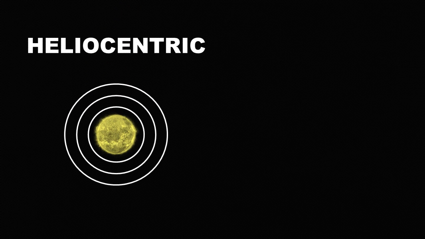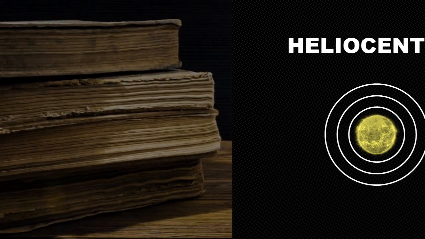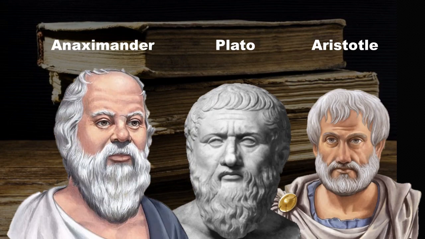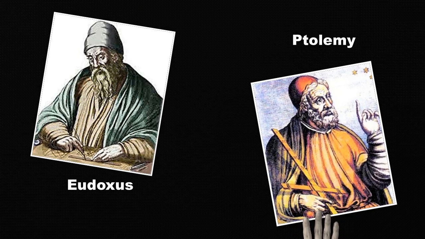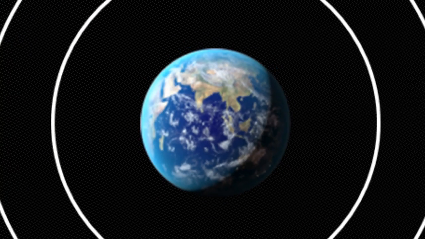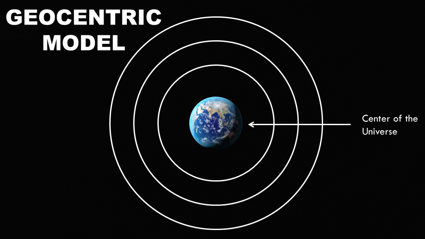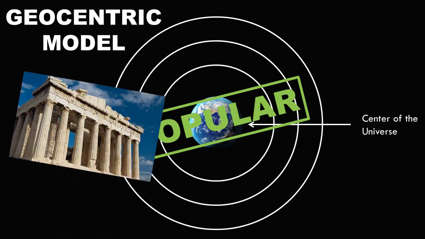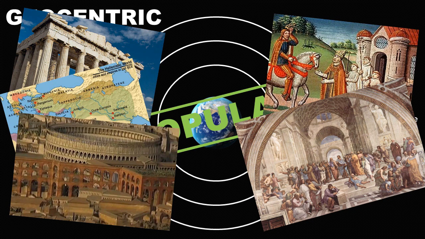Previously, we already knew the difference between the heliocentric and geocentric models of our solar system. Also, we already knew that the ancient astronomers, especially Anaximander, Plato, and Aristotle, also Eudoxus, and Ptolemy, believed that our world, Earth, is the center of the universe until they created their own geocentric model. Their model became more popular among ancient people and astronomers, especially during the Greek, Hellenistic, Roman, medieval, and Renaissance periods.